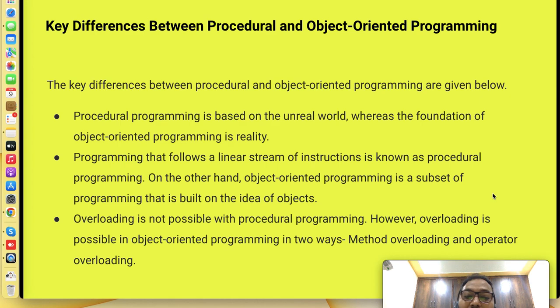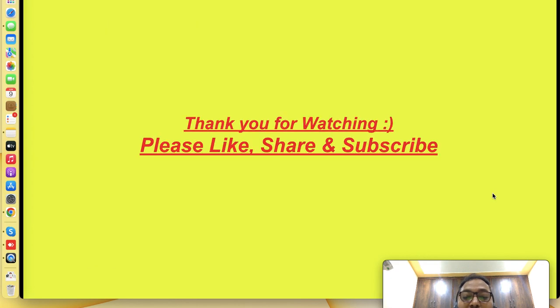What are the key differences between procedural and object-oriented programming? The key differences are given below. Procedural programming is based on the unreal world, whereas the foundation of object-oriented programming is reality. Procedural programming follows a linear stream of instructions. On the other hand, object-oriented programming is a subset of programming that is built on the idea of objects. Overloading is not possible with procedural programming. However, overloading is possible in object-oriented programming in two ways: method overloading and operator overloading.